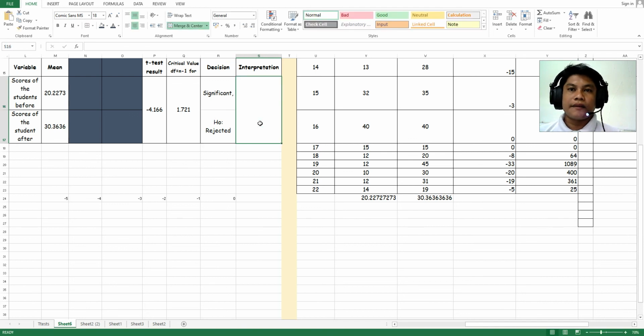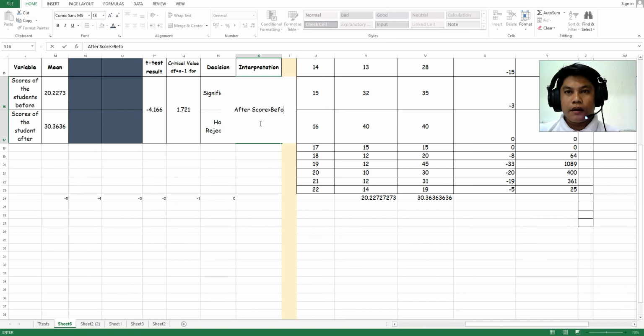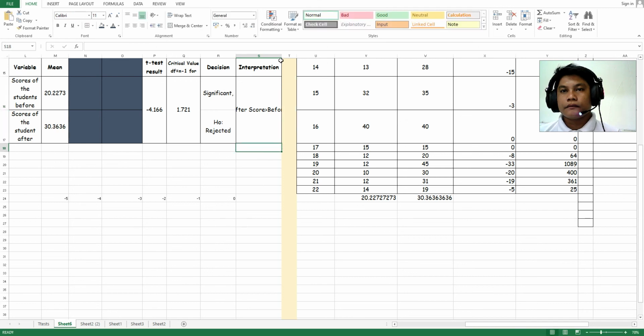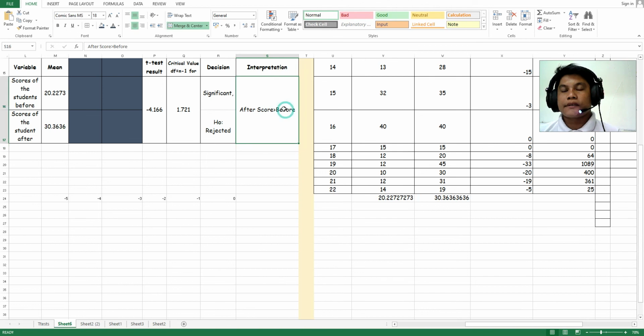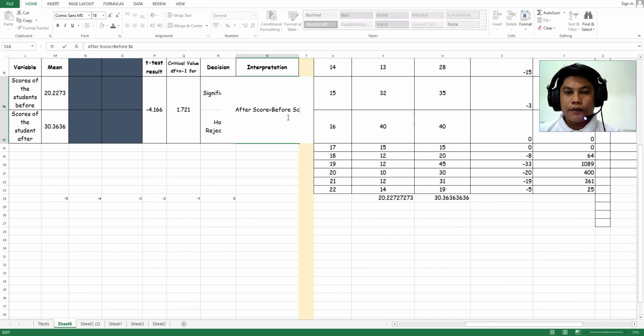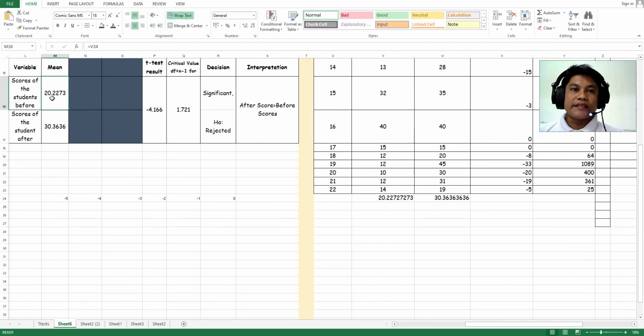So what does it mean? There is a significant increase. That means the scores after are greater than before. If you go back to the data, the mean before is 20 and the mean after is 30. So therefore, there is a significant increase of the score.